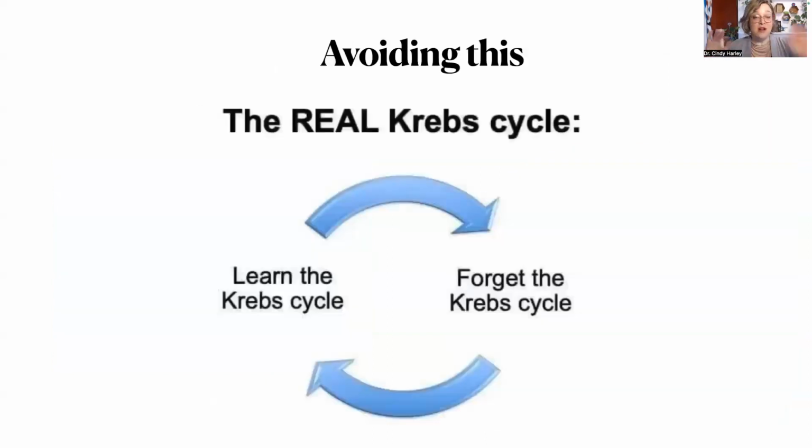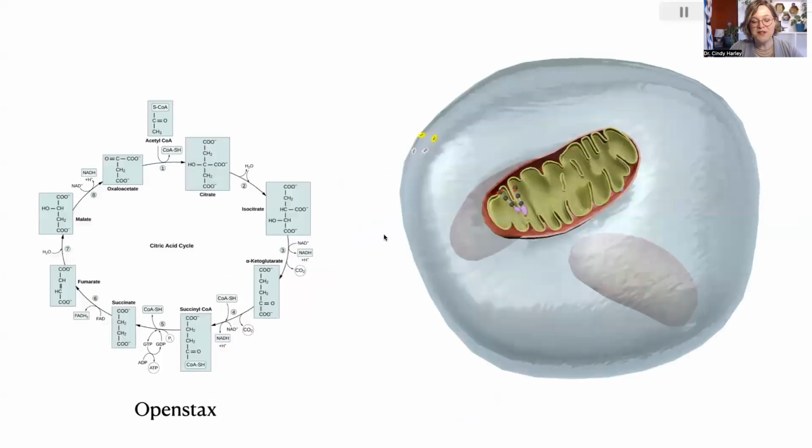What we want to avoid at all costs is this. This is the real Krebs cycle, right? And I think it's for students and instructors alike. You learn it and forget it. And that's kind of the way it is. And by the way, same for the Calvin cycle. We go through that one too. So how can we take something like this and make it into something the students are going to understand?